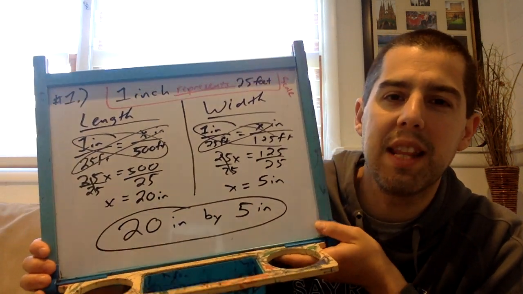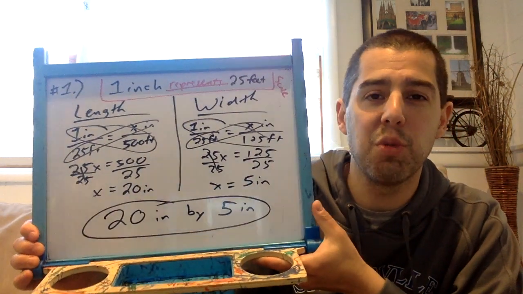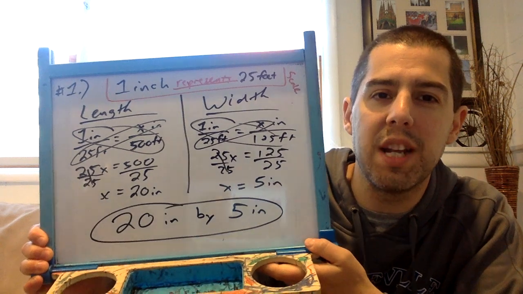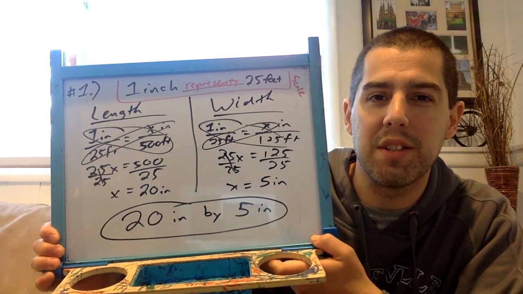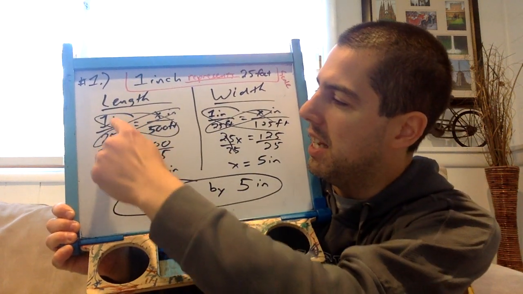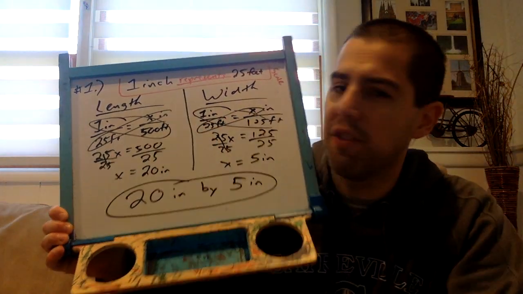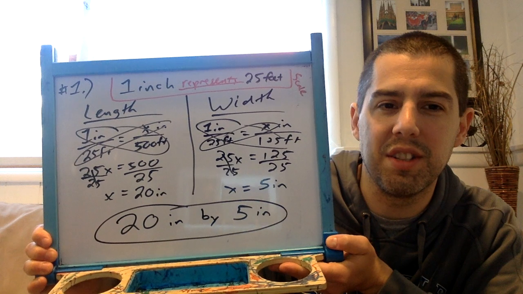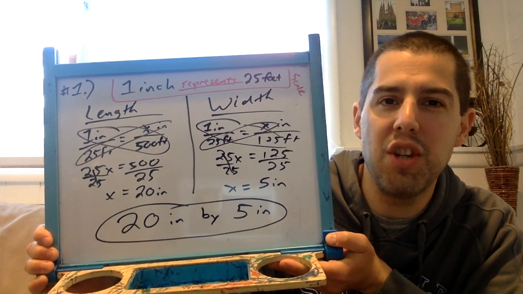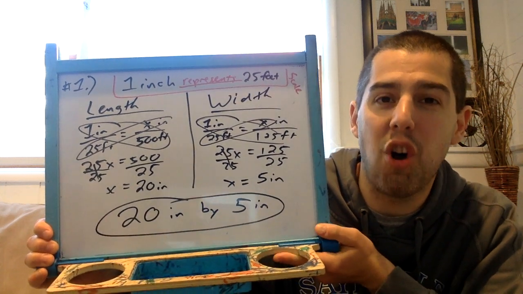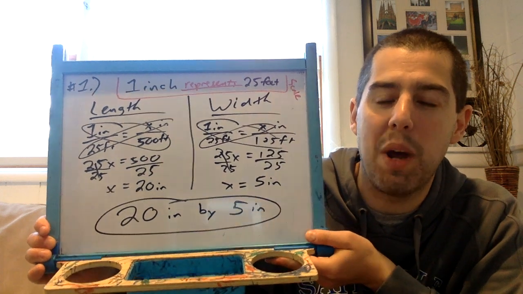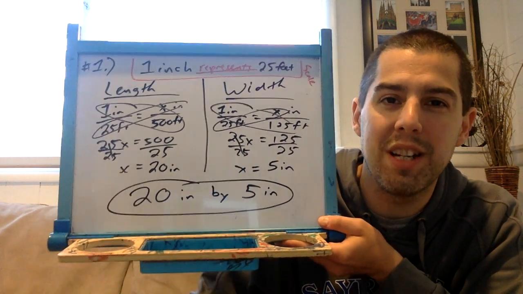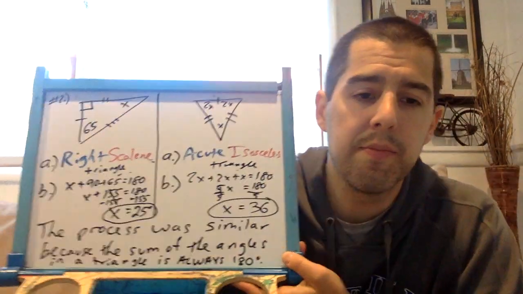Then we take the length and width of the actual size, 500 feet and 125 feet, and plug those in as your denominators. Notice, for both proportions, inches over feet are the labels for all of the fractions. Then I used cross multiplication and found out that the drawing size should be 20 inches by 5 inches. That's how you do number 1, a scale drawing problem.